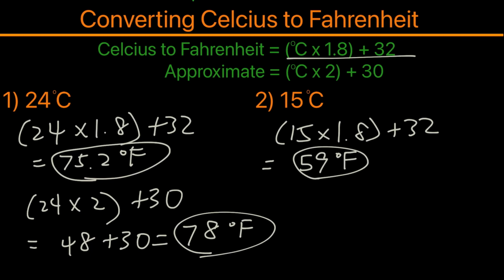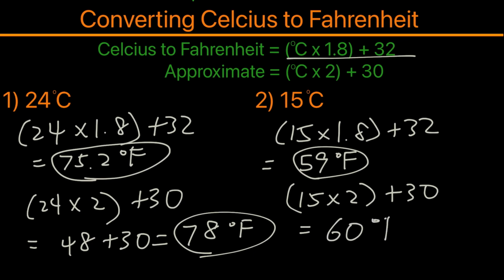Now to approximate this in your head, you would take 15 times 2, which is 30. Then you want to add 30. So you already know the answer is 60. And 60 Fahrenheit is the approximate Fahrenheit that you can calculate from your head.